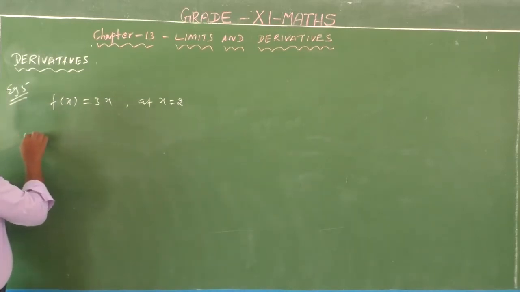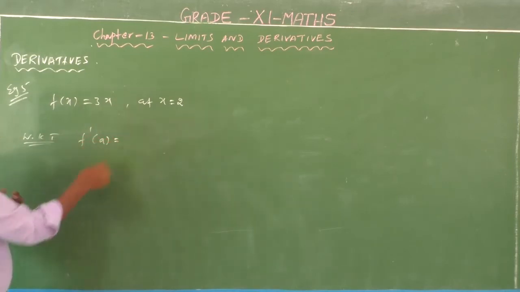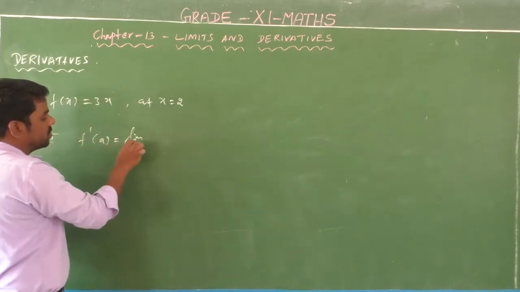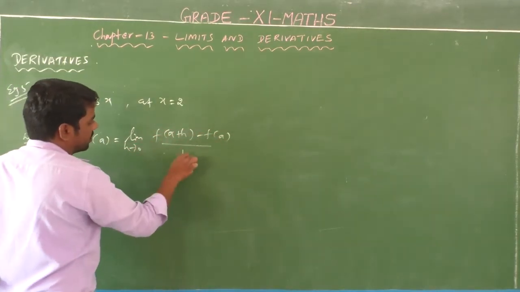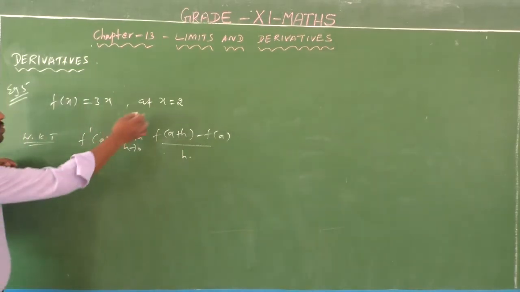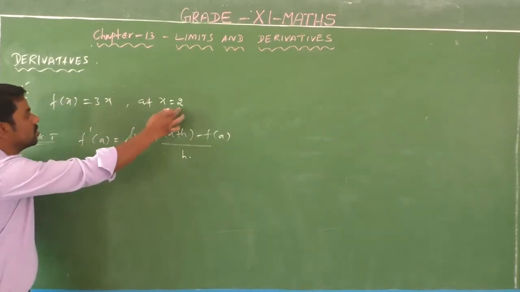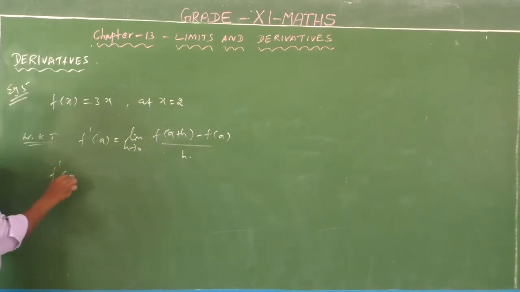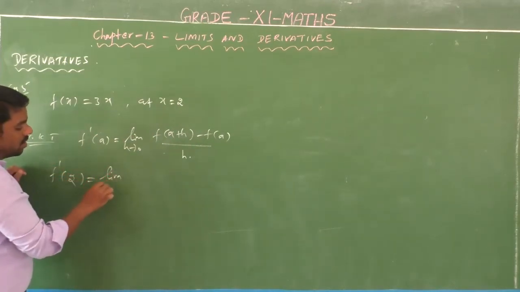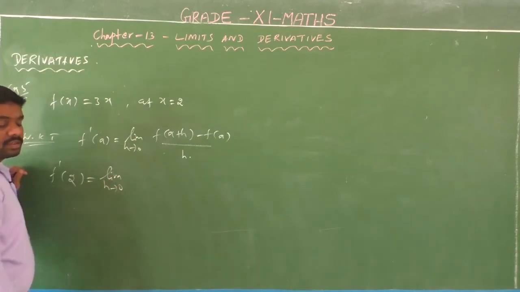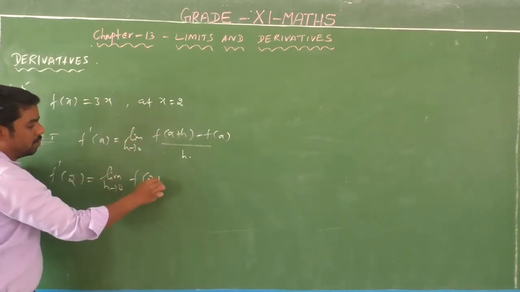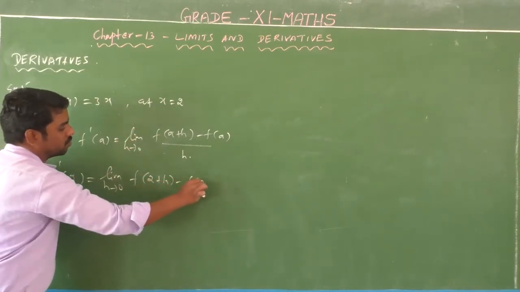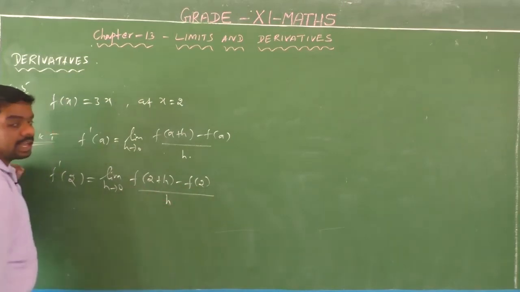So we know that f dash of a is equal to limit h tends to 0 of f of a plus h minus f of a divided by h. Okay, here x equal to 2 is a is equal to 2. So f dash of 2 is equal to limit h tends to 0 of f of a is 2, so f of 2 plus h minus f of 2 divided by h.